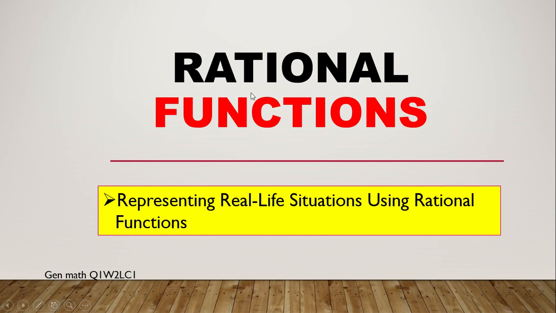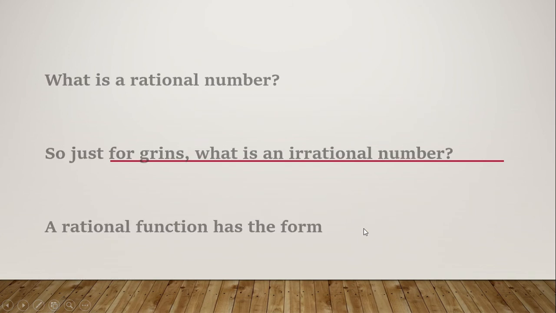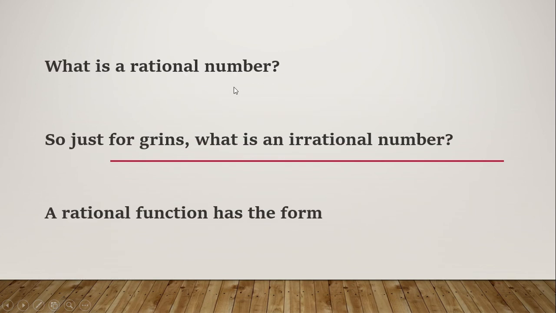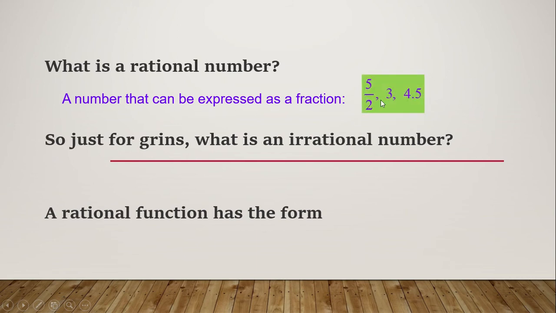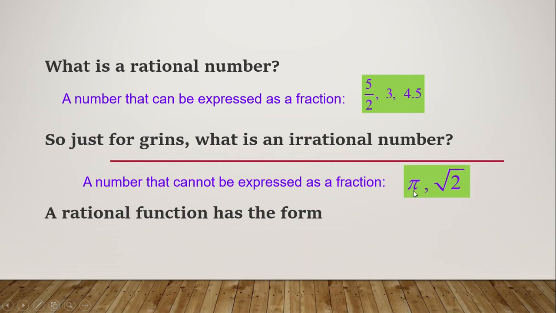Hi, our lesson for today is rational functions, representing real-life situations using a rational function. What is a rational number? A rational number can be expressed as a fraction, like 5 over 2, 3, and 4.5. Now, what is an irrational number? A number that cannot be expressed as a fraction, like pi and the square root of 2.